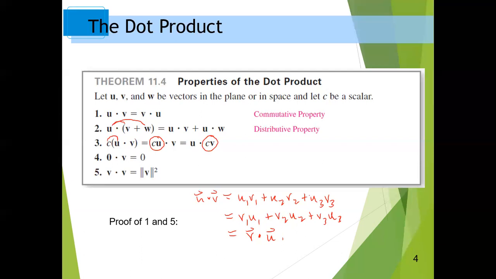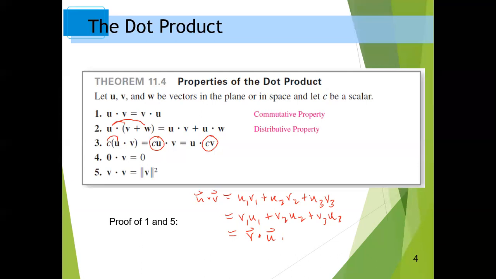That's going to kill every single coordinate. Yeah. And I add them together and I'm going to get the 0 number. So the 0 vector dotted with a vector is the number 0. Yes. Okay. What about this fifth one?